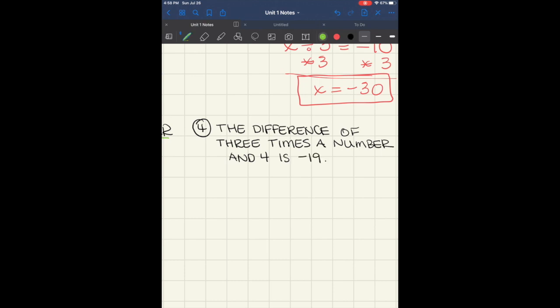The difference of 3 times a number and 4 is negative 19. So difference means we're going to subtract where it says and. 3 times a number means 3x. So then we're going to put that subtraction sign where it says and. So it's going to be 3x minus 4 is negative 19. So it's going to equal negative 19.